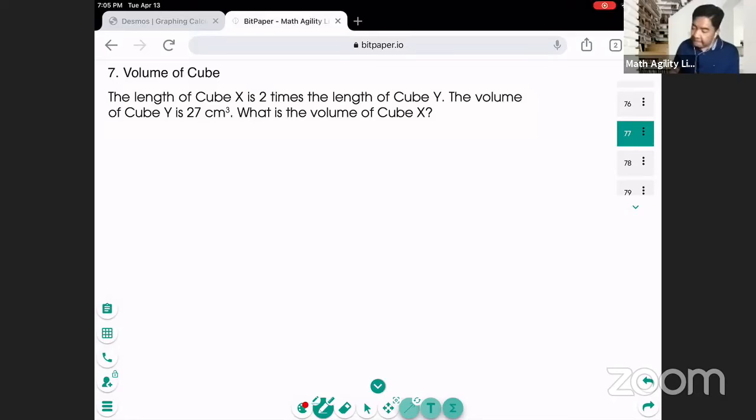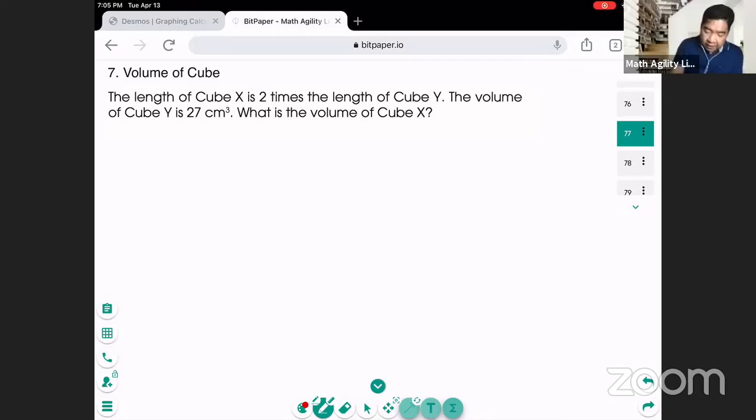Okay, so let's go to problem number 7, and the topic here is volume of a cube. Let's read the problem. The length of cube X is 2 times the length of cube Y. The volume of cube Y is 27 cubic centimeters. What is the volume of cube X?